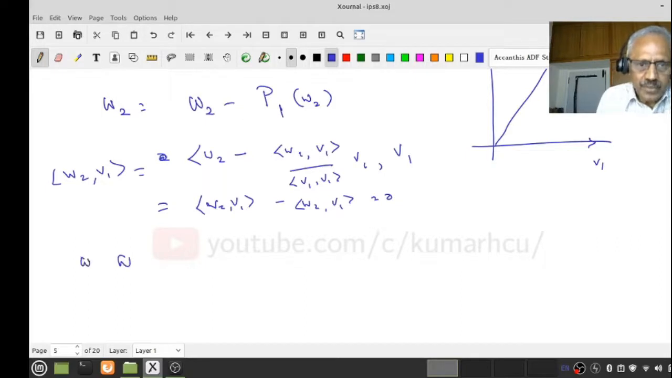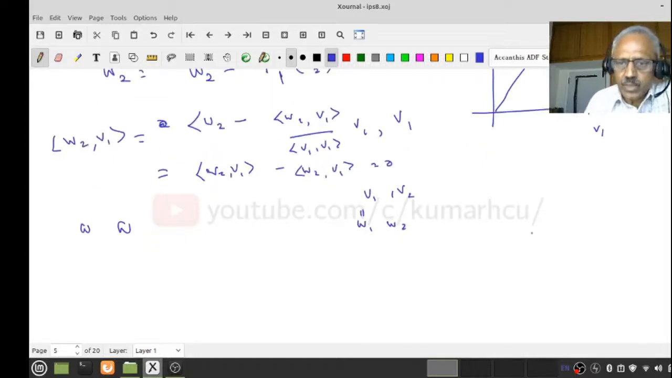Now what do I have? From v1, v2 I got w1, w2. What is w1? It is this. What is w2? As defined. And what do I know? I know w1 and w2 are orthogonal to each other. Now, can w2 be 0?